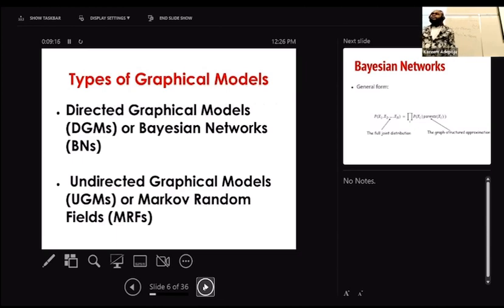Now we have two types of PGM. We have the directed one that we call Bayesian network, and we have the undirected one. But as far as this course is concerned, we're basically going to focus on the Bayesian network. Okay, now let's get started.